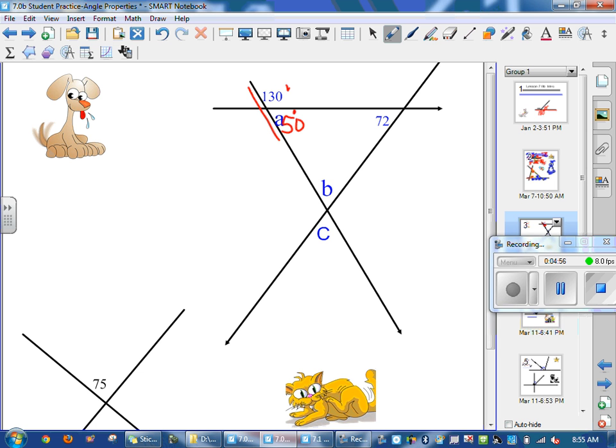Now again, we have another triangle. We know triangles add to 180, so I can take 50 and the 72 and subtract them from 180, and I'm going to find B, and B is going to give me 58. Okay? And we know that opposites are identical, so C, who is below him, is also going to be 58 degrees. Check your work.